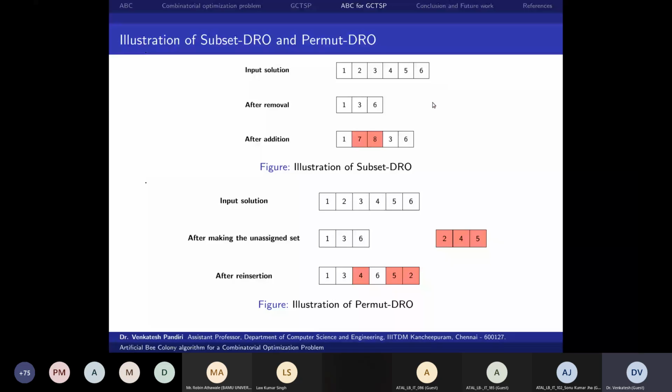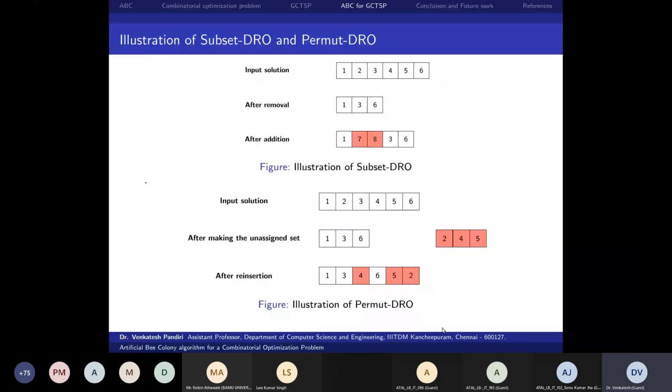in this subset DRO, set of facilities are changing, their order is also changing, means in which order we are visiting them. Whereas in the permutation DRO, only permutation is changing, but the set of facilities are going to be same. So like the way we took care of both of the aspects. One aspect is subset selection, another aspect is permutation.